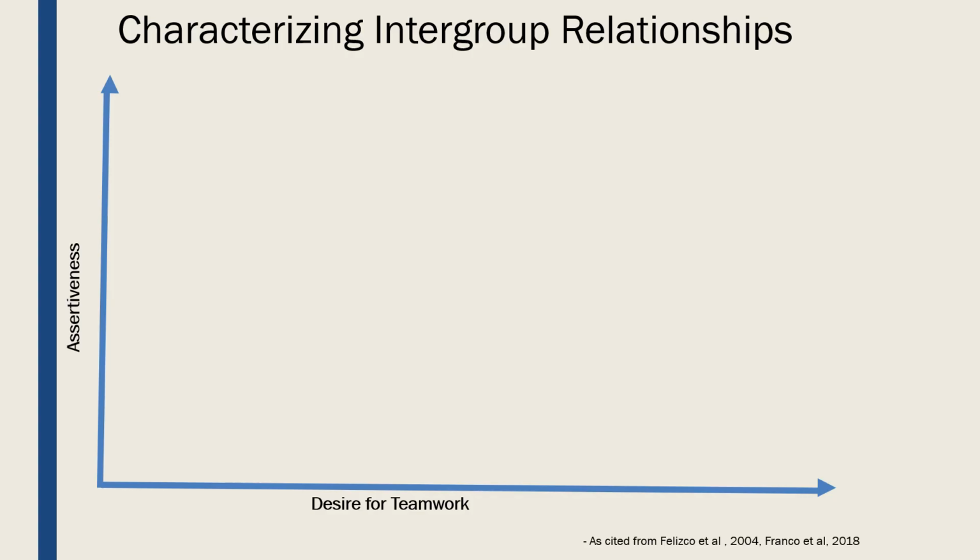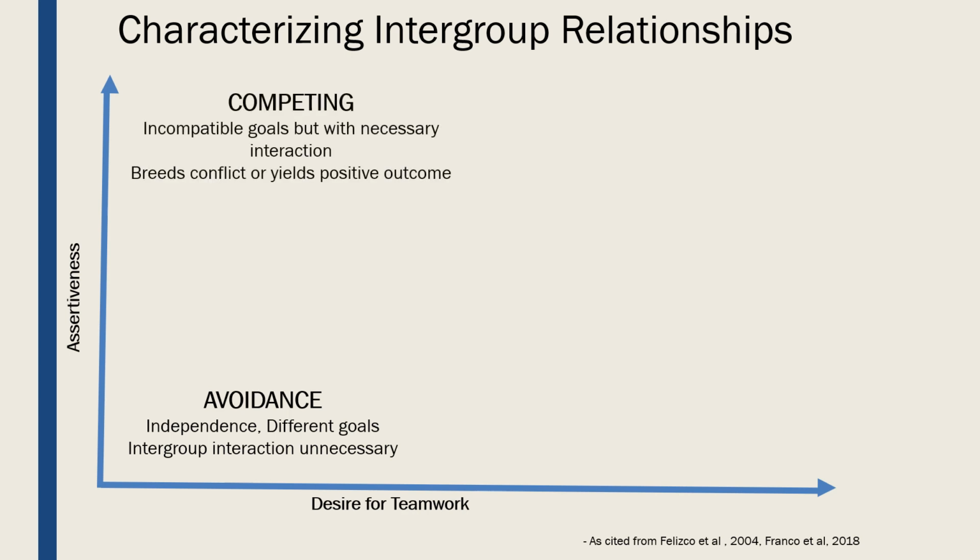So again, we start by assessing or characterizing the relationship between the different groups. In one axis, we can see the level of desire for teamwork. On the other axis, we can see the level of assertiveness to have that interaction amongst teams. So at the lowest levels, we have avoidance. The teams are independent from each other. They may have different goals such that intergroup interaction is actually unnecessary.